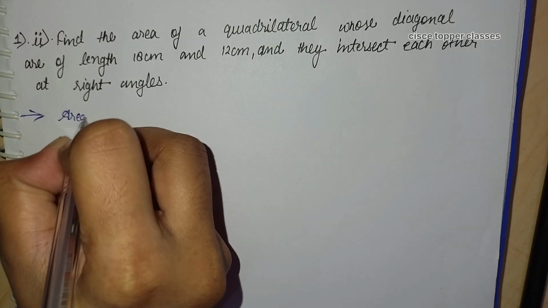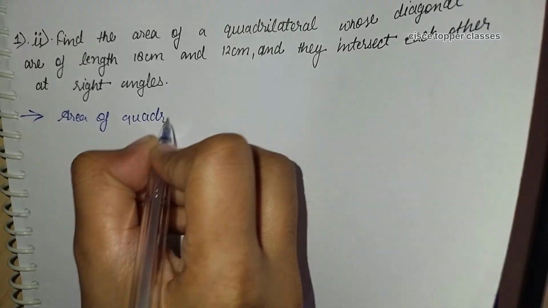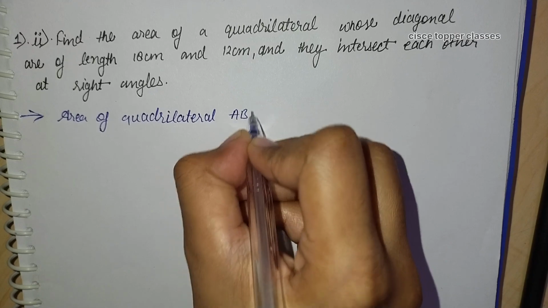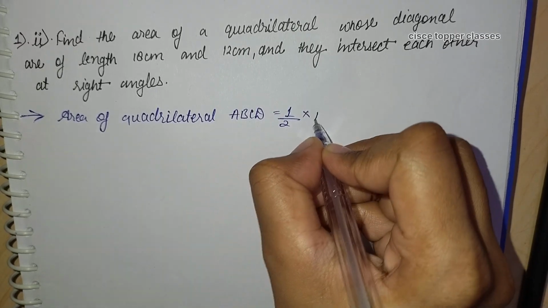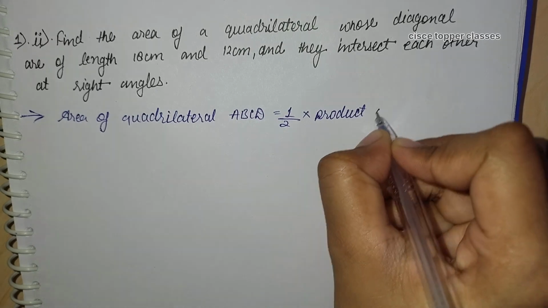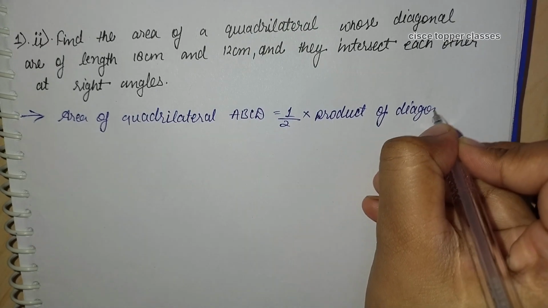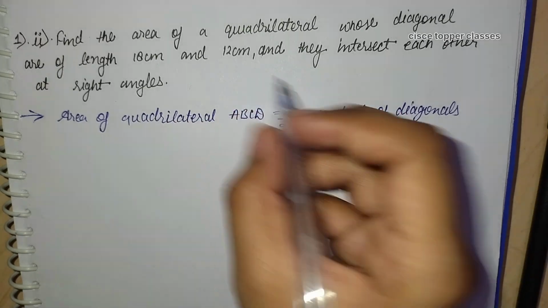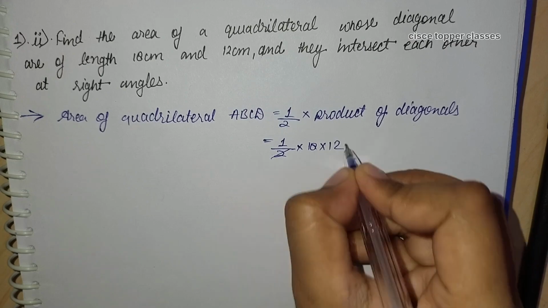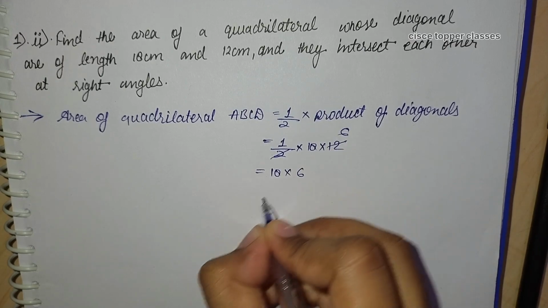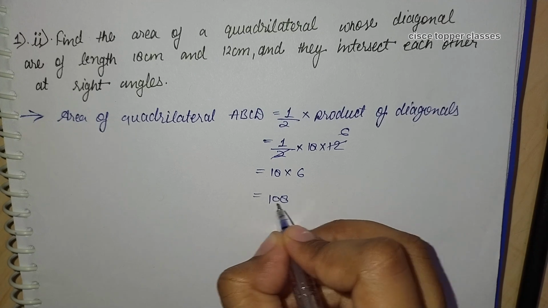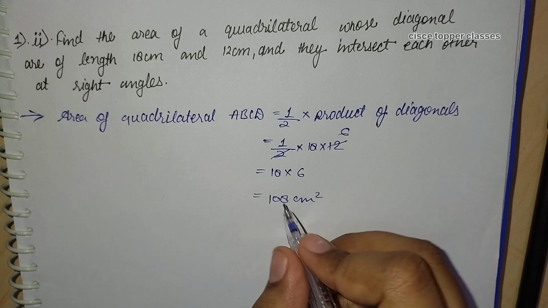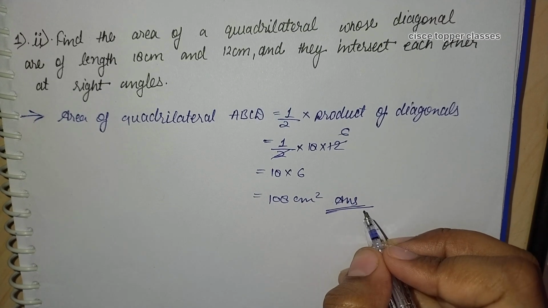Let the quadrilateral be ABCD. So the area of quadrilateral ABCD is equal to 1 by 2 into the product of diagonals. Here in place of diagonals we write 18 cm into 12 cm. So this will be 6, and 18 into 6 will be 108 cm square. So this is the area, and this is the solution of the first question's second part.